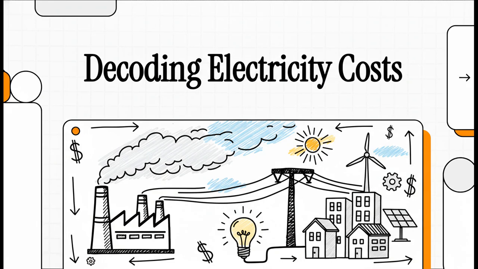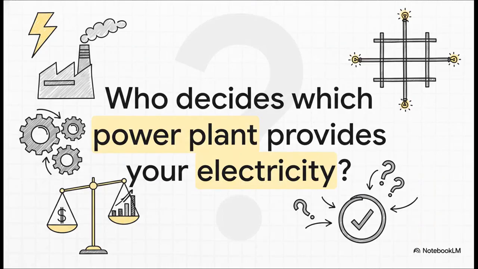We're going to start with a question about something you use every single day, but probably don't think about much: the electricity powering your life. I mean, really, have you? It's not random. There's this huge invisible process happening constantly to make sure the lights stay on. So how do the people running the grid decide who gets to generate power and who has to wait?